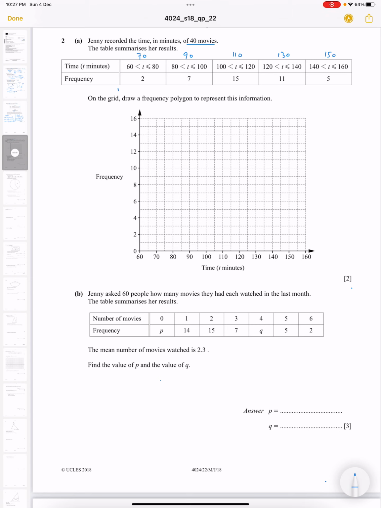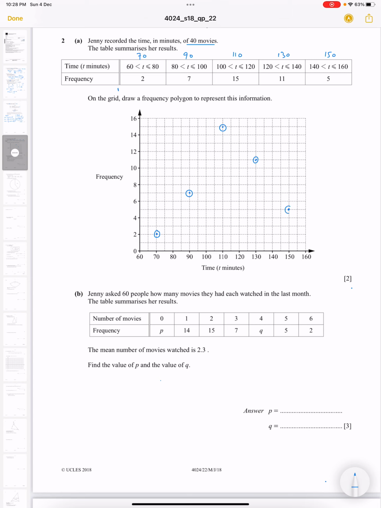These are the midpoints. So against 70, the frequency is 2, so the point will be plotted here. Then against 90, frequency is 7. So over here we have 7. Then against 110, the frequency is 15. It's here. Then against 130, it is 11. Then against 150, the frequency is 5.